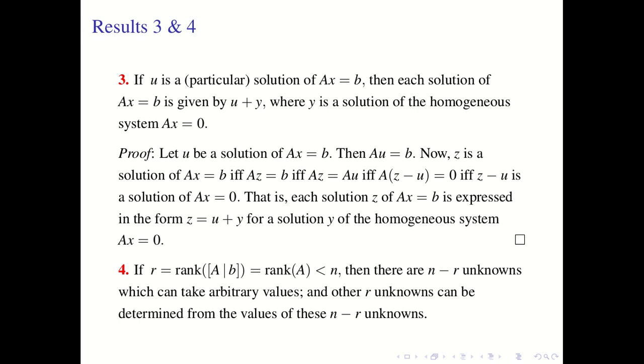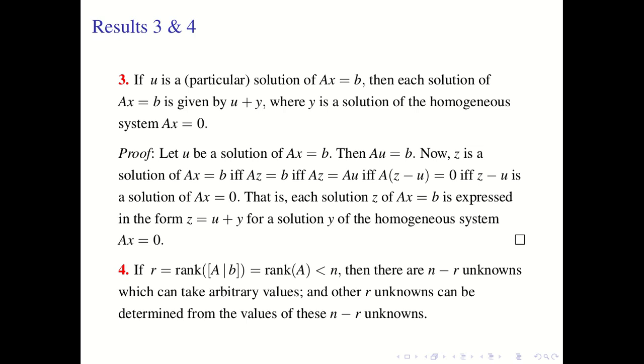Now let's move to the next result. If R is equal to rank of AB, the augmented matrix, which is equal to rank of A, so the first two equalities, rank of augmented matrix is equal to rank of A, which is required for a solution to exist for linear system Ax equal to B.